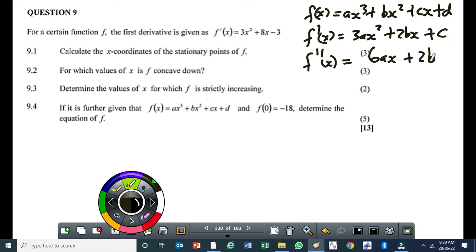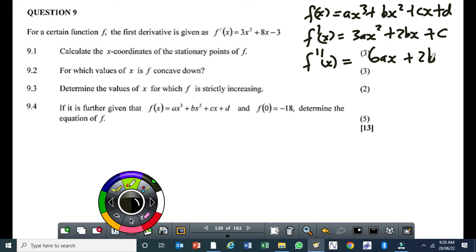This question was from 2016. There was no cubic function given. We only get the first derivative. So you work backwards now, from your first derivative towards your cubic. So you need to be aware of that.